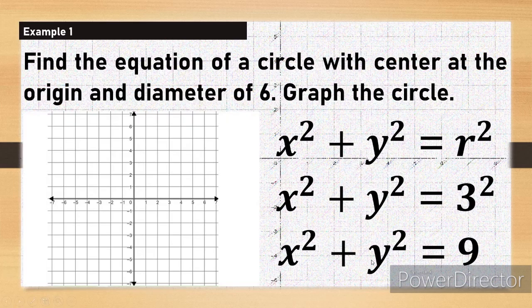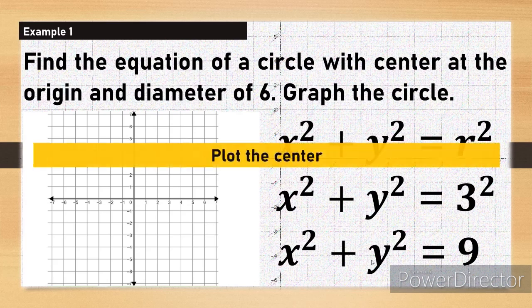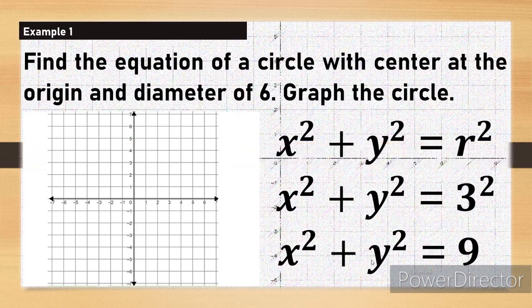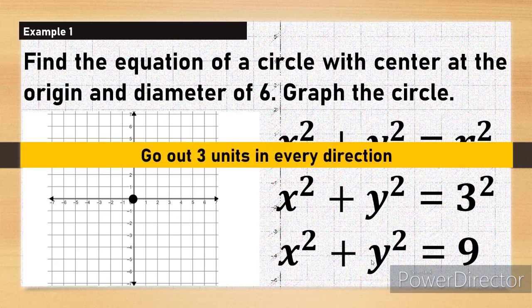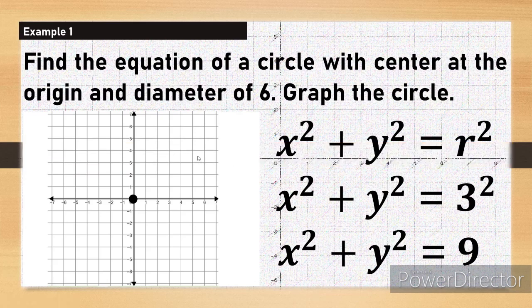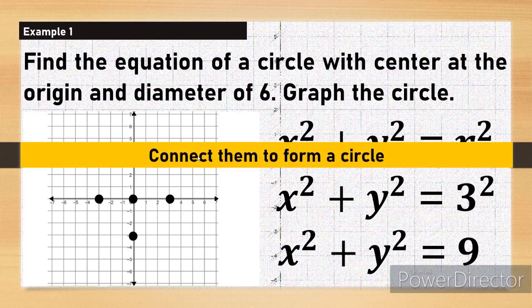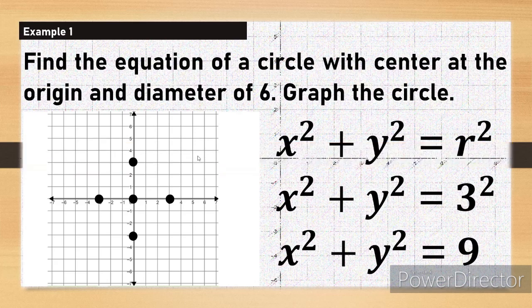And how do we graph it? First step is to plot the center. Our center is on the origin, so we just plot it. The next step, go out 3 units in every direction. Why 3 units? Because that is our radius. 3 units on the left of the center, 3 units above the center, 3 units on the right of the center, and 3 units below the center. Then, last step is to connect them to form a circle. So, we just connect the points. And there we have it, the graph of the circle x squared plus y squared equals 9.